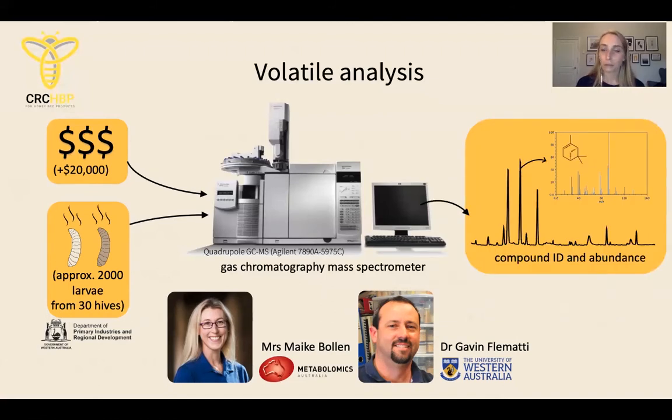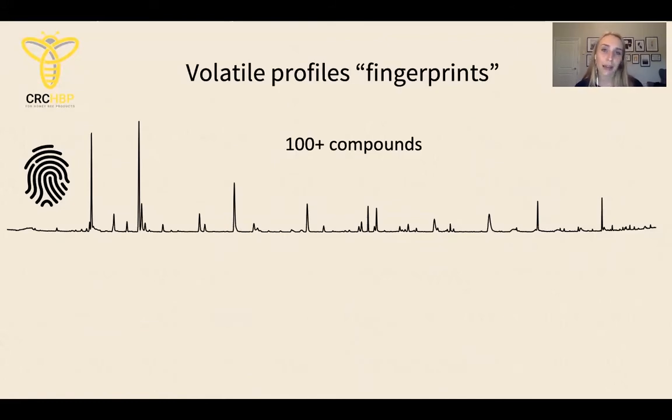The data that we get from GCMS looks like this. Each peak is a different compound. The taller the peak, the more abundant the compound, and we can look up the identity of that compound in a database using its ions. This is a simplified mass spec readout of a non-diseased sample of brood. This collection of smell compounds is what we call a volatile profile. It's basically a signature or a fingerprint of that sample. And this one contains over 100 compounds.